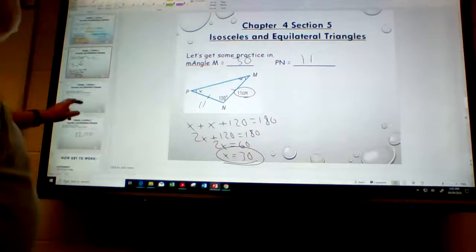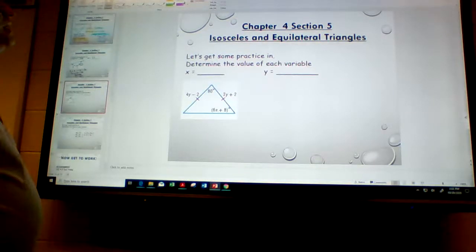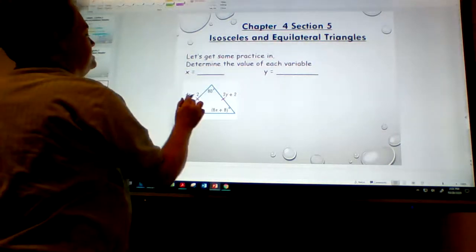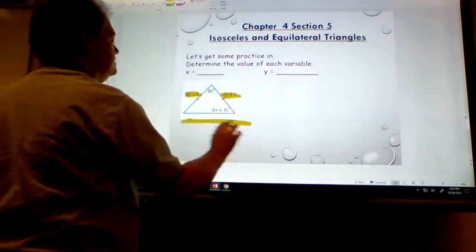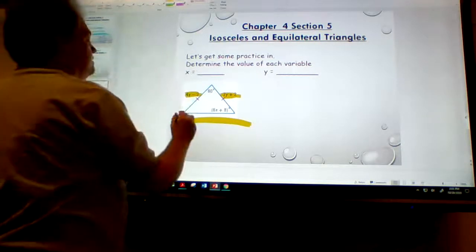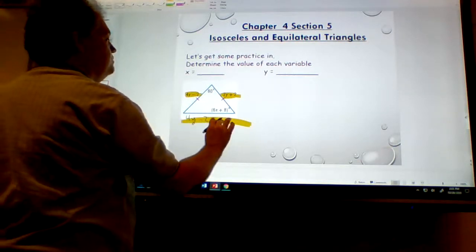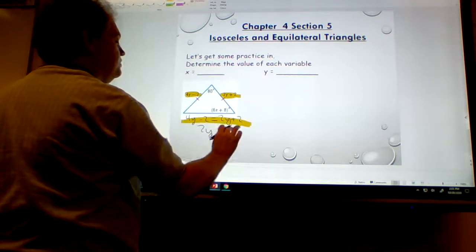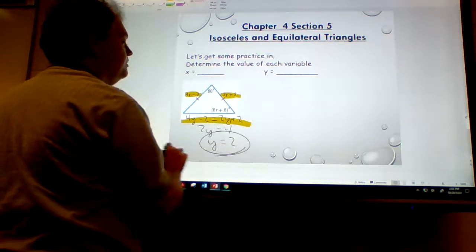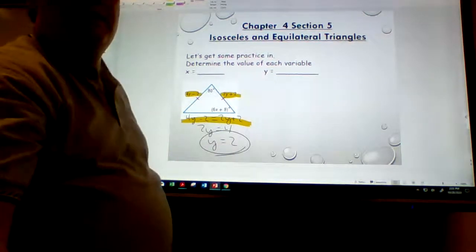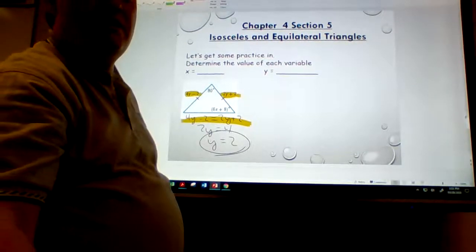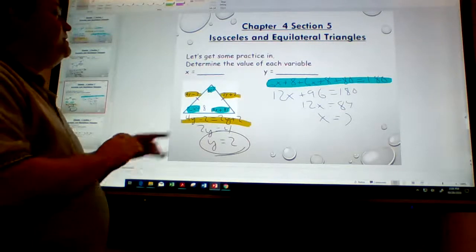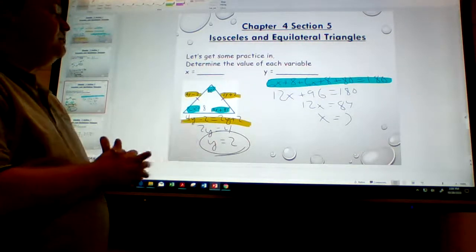All right, now, the same thing goes here. I know both my y values are the same since it's isosceles, so I set 4y minus 2 equals 2y plus 2. You do the algebra, you get 2y equals 4, so y equals 2. Pretty straightforward. Now, okay, this one, it's an isosceles triangle, so I know that these 2 sides are congruent, so I set them equal, I got y equals 2.